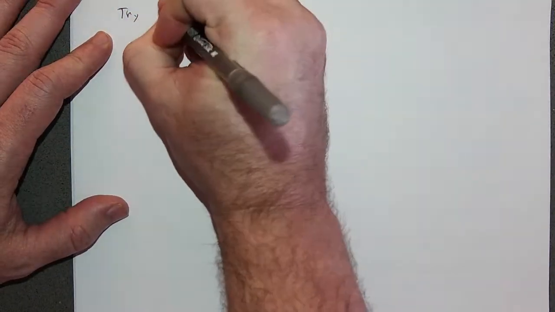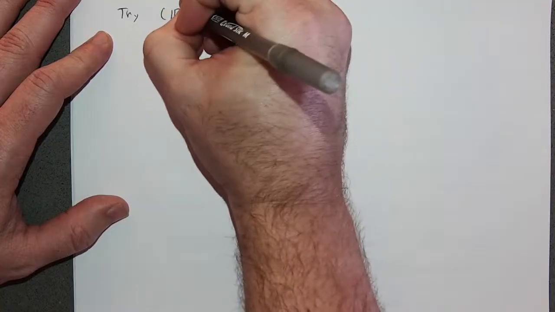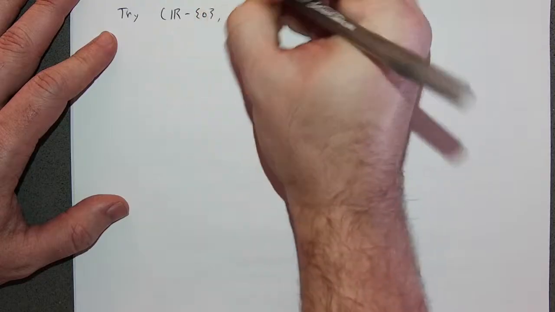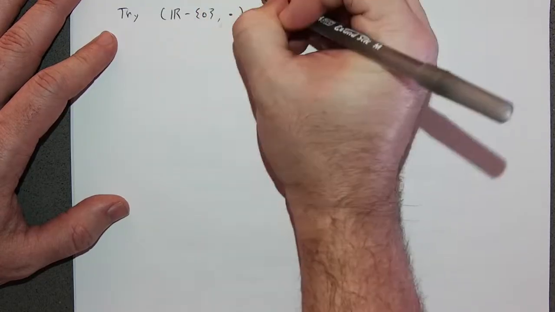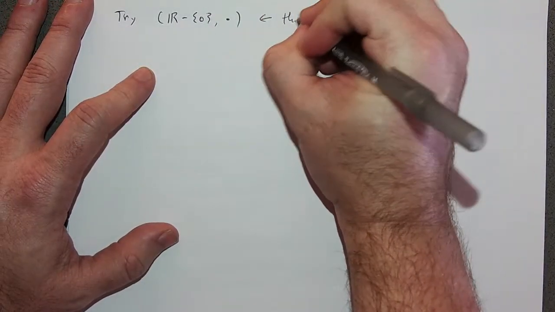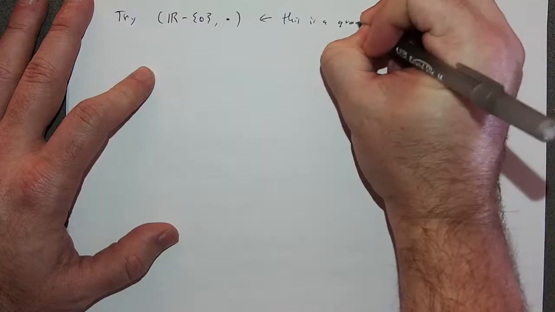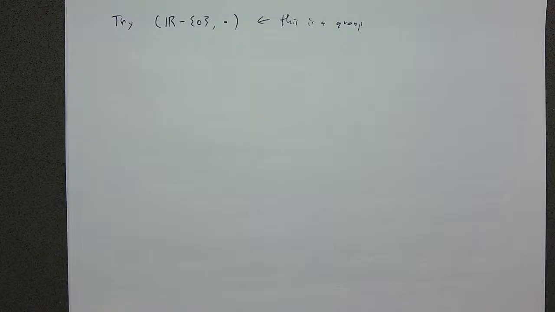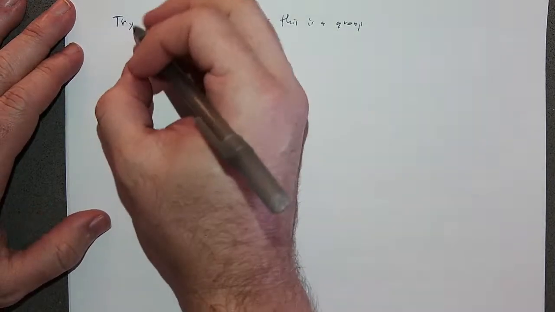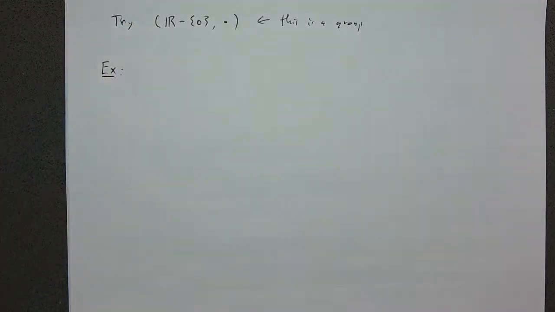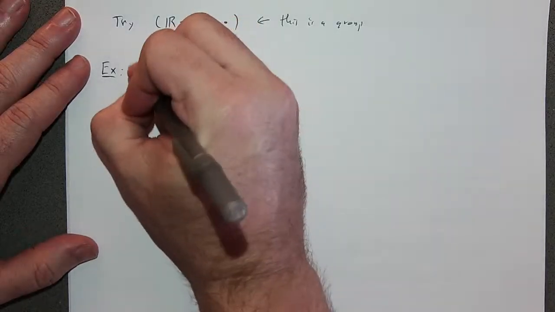Try the real numbers that are not 0 and multiplication. This is a group. You can also do this with the rationals instead of the reals. You don't actually need the reals here, but this works. Okay. Let's do another example. Okay. So this is maybe the most important example.